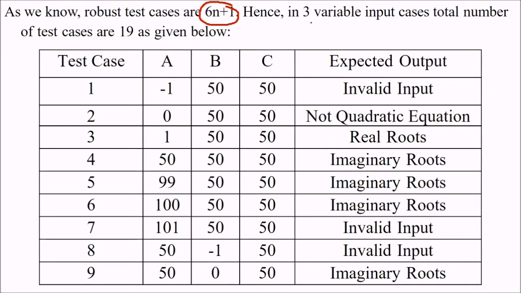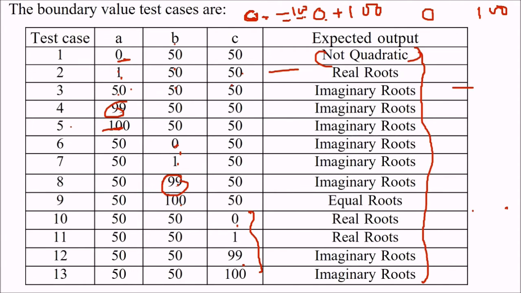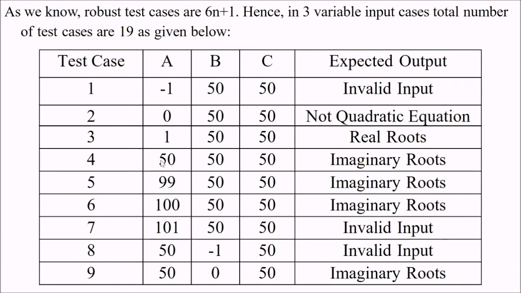Since we have a three variable input case, the total number of test cases is 6n plus 1, that is 6 into 3 plus 1. How much is this? This is 19. So how many test cases do we have? We have 19 test cases. So these are our 19 test cases.